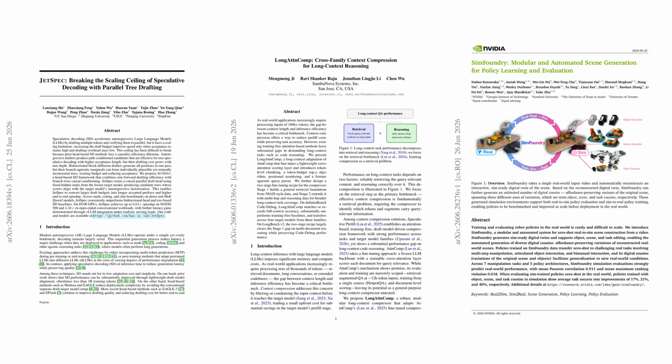The big shift this week is efficiency turning into a first-class capability. Faster generation, longer context, and better simulation are all being pushed without retraining giant models from scratch. On one side, new decoding and compression methods are cutting latency and prefill cost in ways that actually hold up on H100s and across model families.